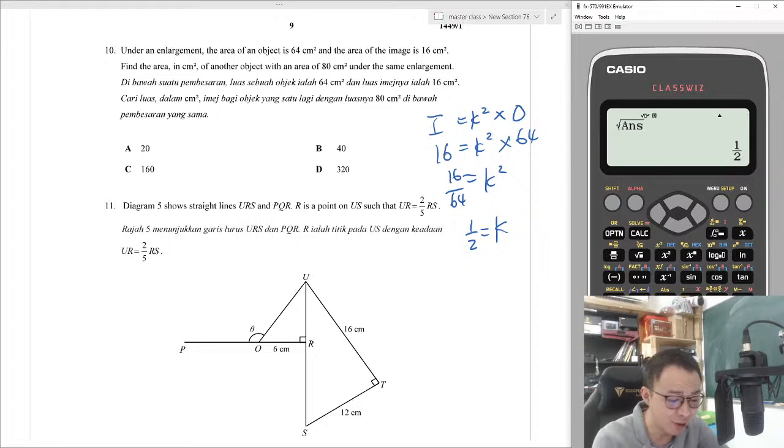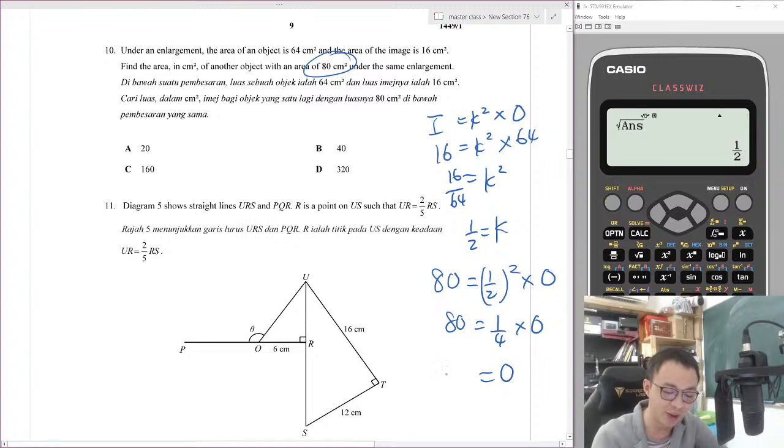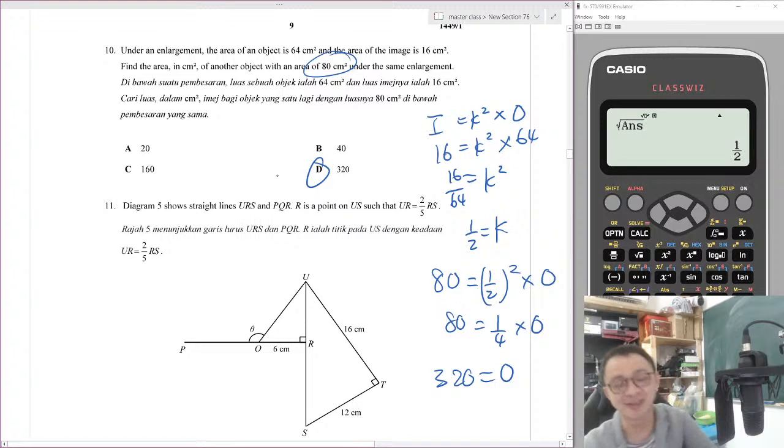Now they say find the area of another object. So you want to find an object when the image is 80. So image is 80, this is 1 over 2 square multiply object. So 80 equals 1 over 4 times object. Object will be 360. No, 320. What's wrong with my math? So the answer will be D here.